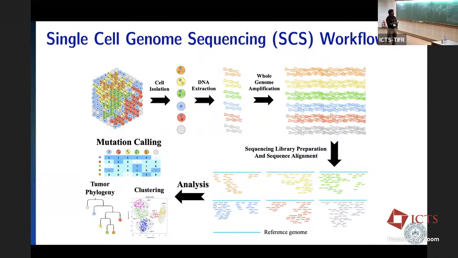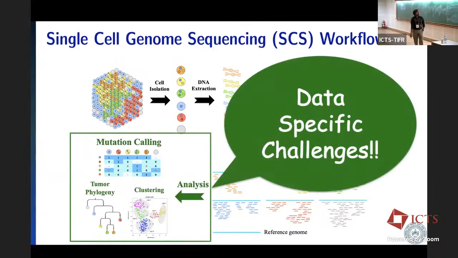Now, one very basic question that arises is, well, we have sequencing data from single cells. Back in the day when bulk sequencing was more popular, people had already developed mutation calling algorithms for bulk sequencing data. Can't we apply the same techniques? Turns out, yes, you can, but then you will be losing out on a lot of things.